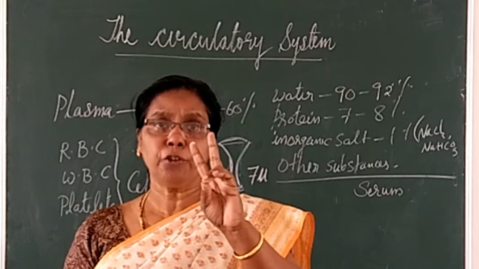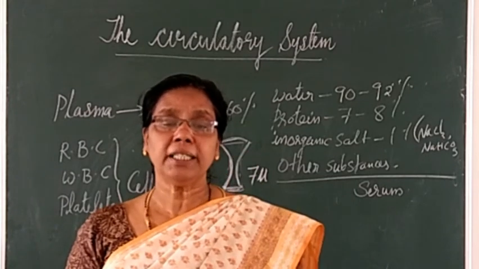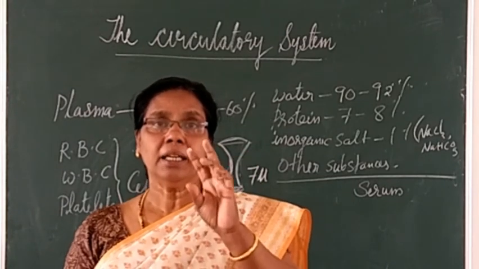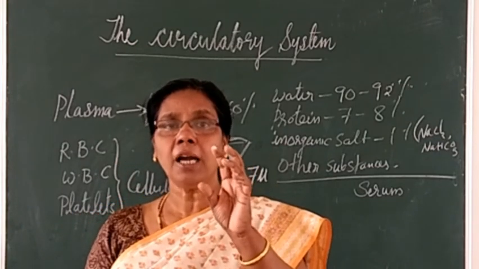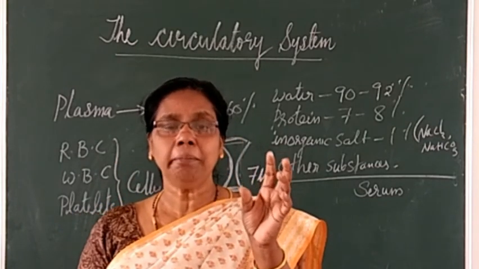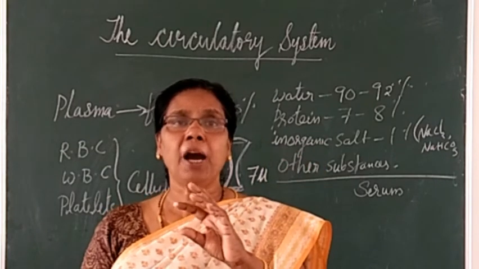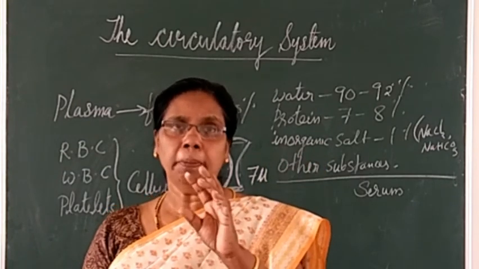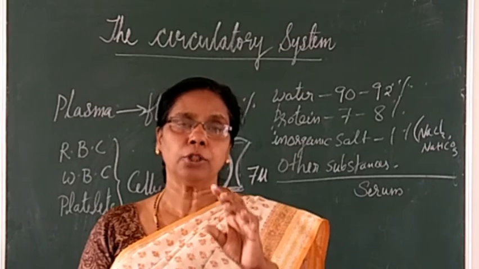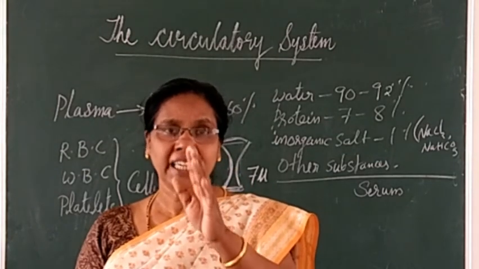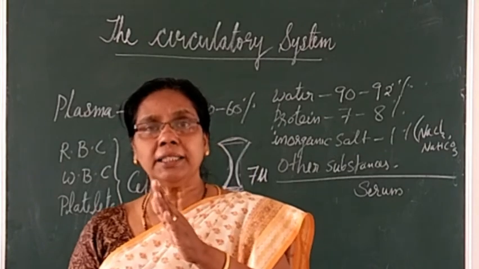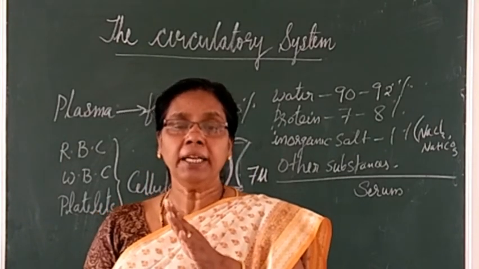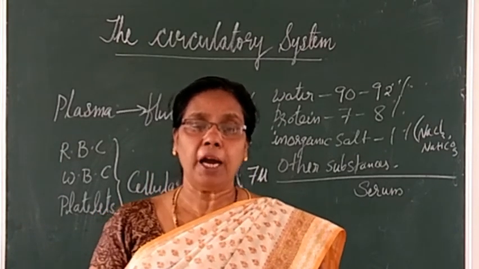Hemoglobin consists of two parts. The first part is called hemin, that is the iron part, and the second part is called globin, that is the protein part.